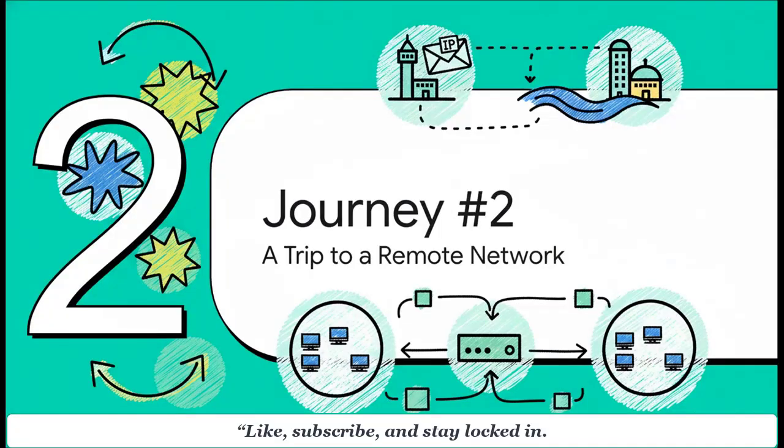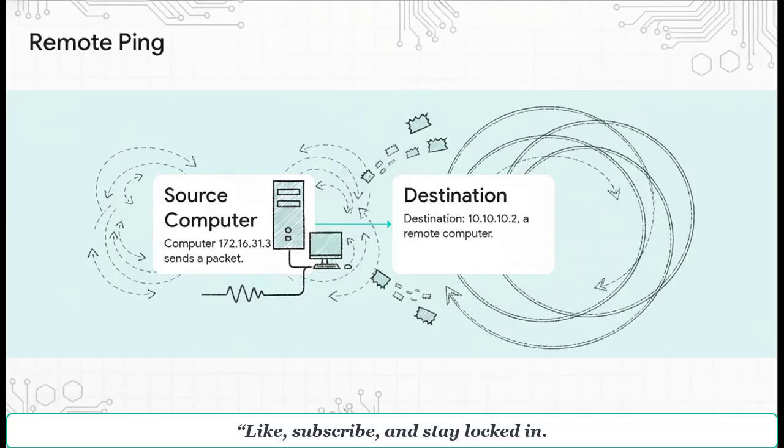But what happens when the destination isn't next door? What if it's all the way across town on a totally different network? Well, this is where our postal service analogy really kicks into high gear. We're starting from the exact same computer, 172.16.31.3. But this time, our destination is a remote computer with the IP address 10.10.10.2. It's on a completely separate network.